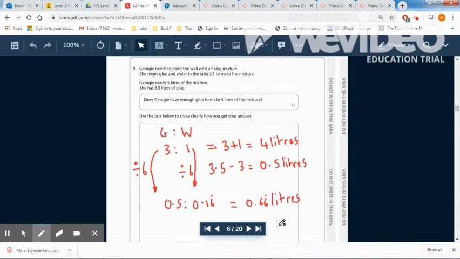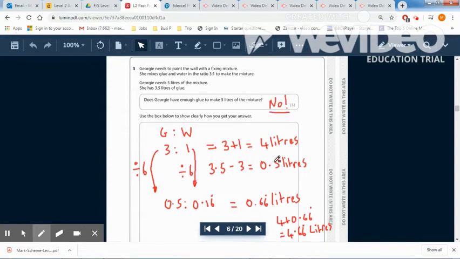So in total, the maximum I could make would be 4 plus the 0.66, or 4.66 recurring litres. So she says, does she have enough to make 5 litres? No, she can only make this much, 4.66, so we have to say no.